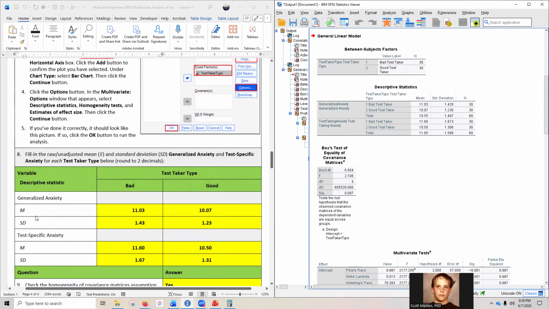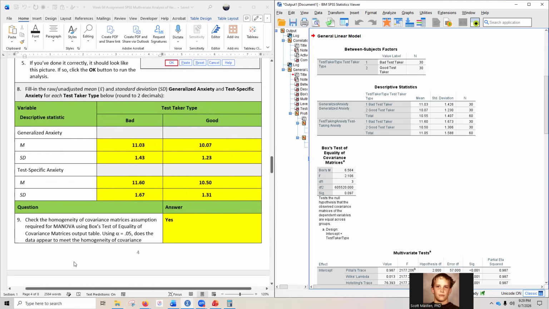First of all, let's get some means and standard deviations for generalized anxiety. Generalized anxiety, bad test takers, 11.03 is the mean. Standard deviation is 1.43. For good test takers, our mean there is 10.07 and a standard deviation of 1.23. For test-specific anxiety, that is 11.6 and 1.67 right there. And then for our good test takers, we've got a 10.5 mean with a standard deviation of 1.31. You round it to 2 decimals.